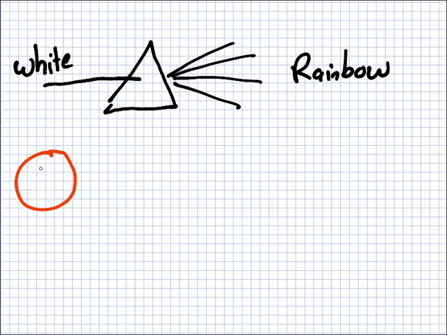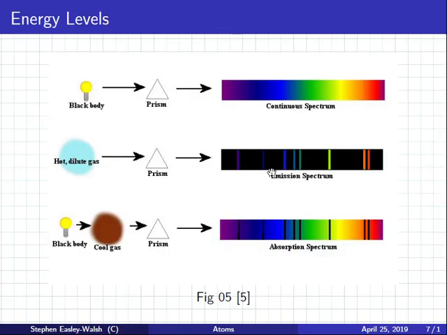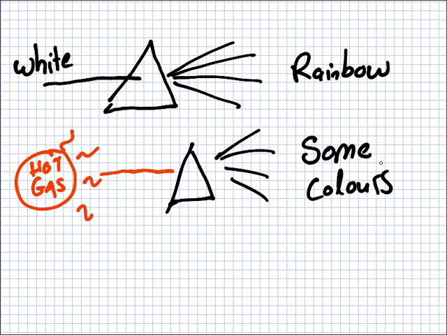Now, what about if you have a hot gas? So, you have some hot gas. Because it's a hot gas, it glows bright. So some of the light comes out, passes through the prism, and you notice that you don't get all the colours of the rainbow. You only get some colours, but not all. Okay, that's interesting.